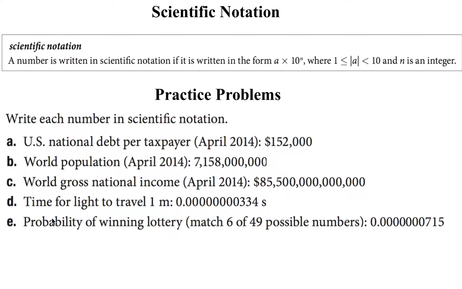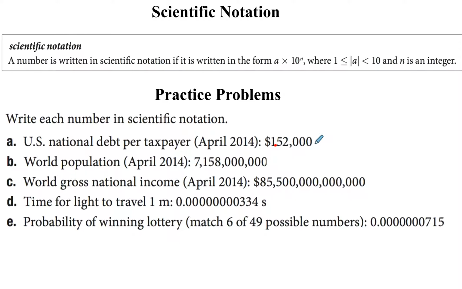So here we have a couple of examples writing the numbers in scientific notation. The U.S. national debt per taxpayer. What we need to do to write this in scientific notation is move our number to be between 1 and 10. The only place to put that decimal point where it's between 1 and 10 is right between the 1 and the 5. Without doing anything, it's assumed to be at the end of the zeros.